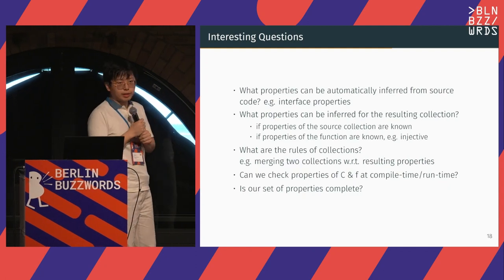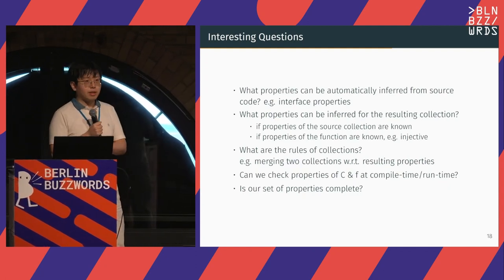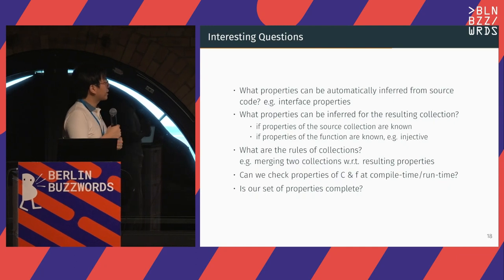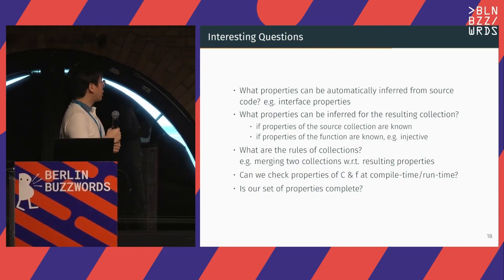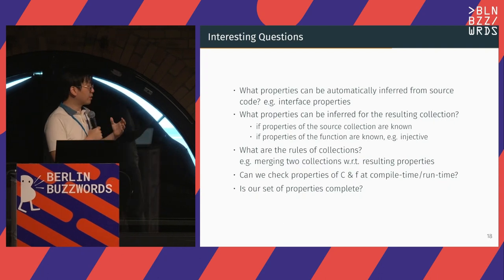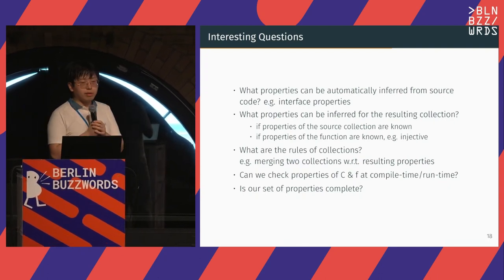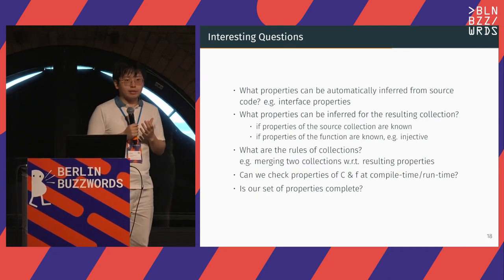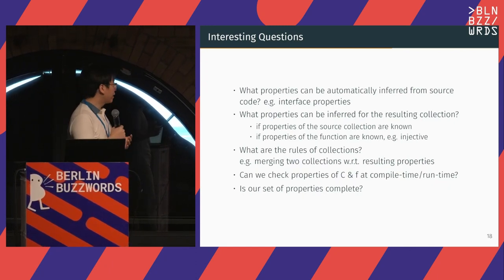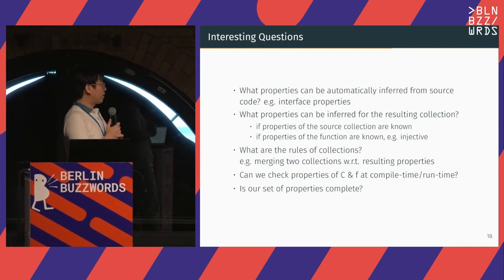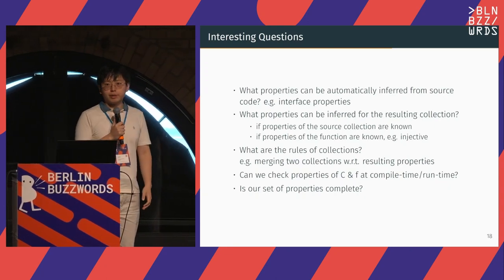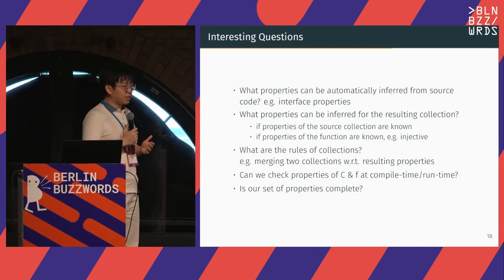So today I'm here to put some open questions so we can discuss. For example, what properties can be automatically inferred from source code? And what properties can be inferred for the resulting collection? Because sometimes we would like to know the return type of a certain function. And what are the rules of the collections? Because currently there are no concrete rules for the collections, because it's still a prototype library. And can we check properties at compile time or even at runtime for C++? And is our set of properties complete? No, obviously not at this stage.